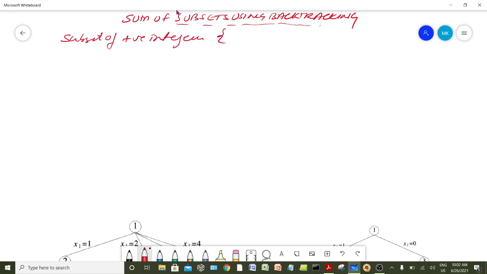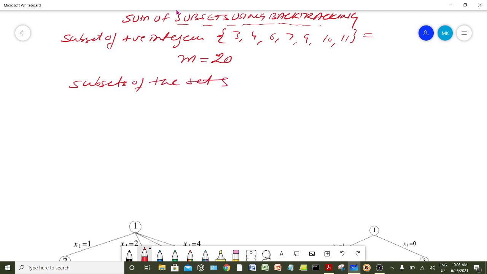Let this set be 3, 4, 6, 7, 9, 10 and 11. Along with this we are provided with a number m that is equal to 20. Now the problem is that we need to find all the subsets of the set S. Let it be named S.